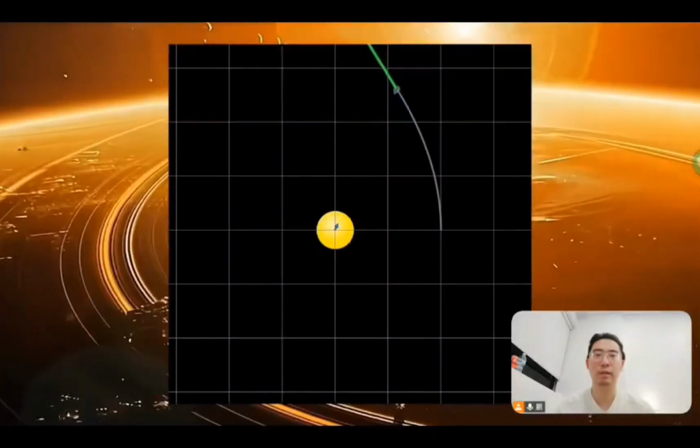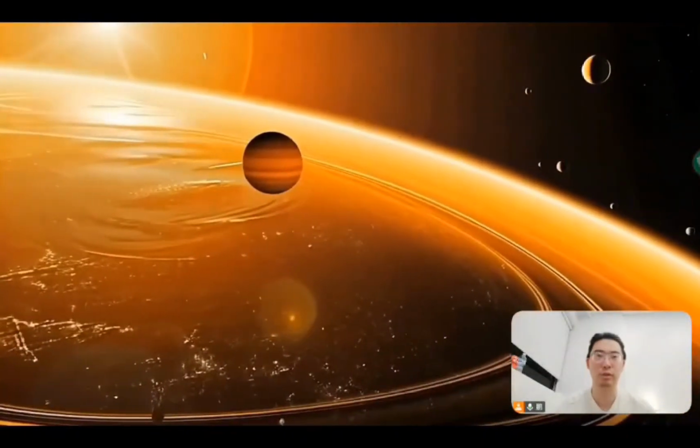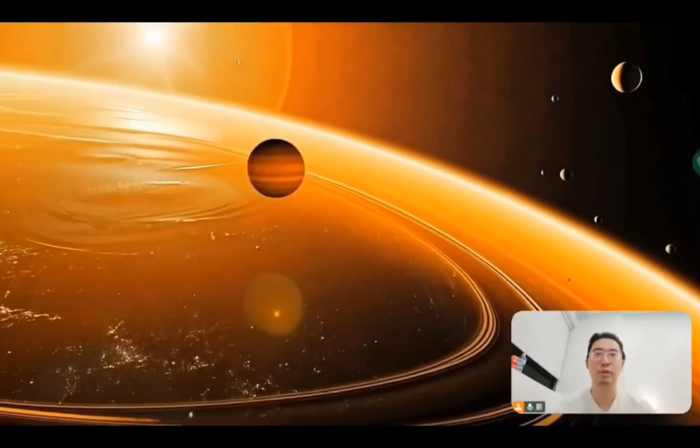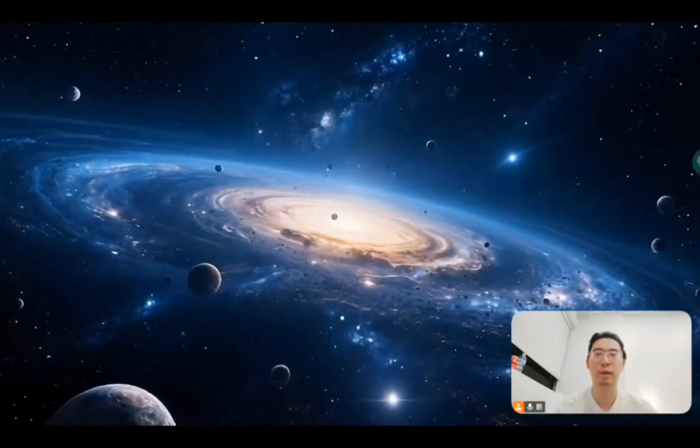In question 7, an increase in the star's mass will bring the center of mass of the star-planet system closer to the star. When the star's mass decreases, the center of mass of the star-planet system will move away from the star, shifting toward the planet.